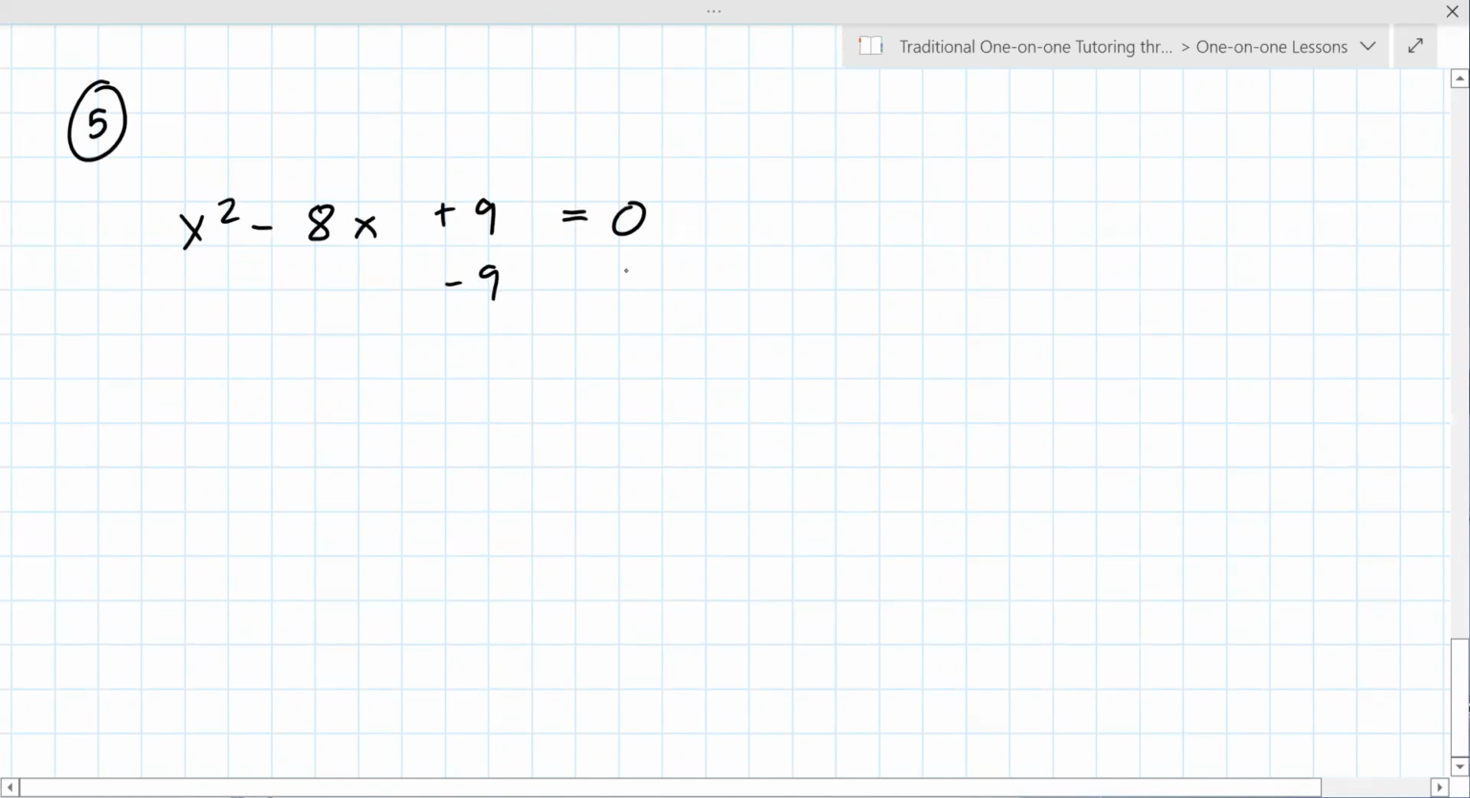All right. So we have x squared minus 8x plus 9. This is number 5. What is step 1, Remy? Step 1 is subtracting 9. Subtract 9 from both sides. x squared minus 8x, leave a space, equals minus 9.